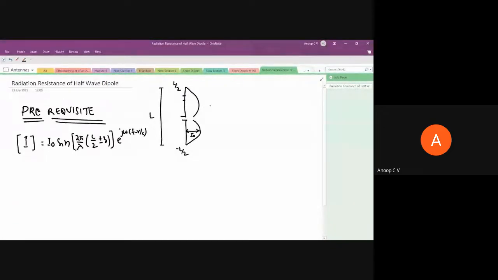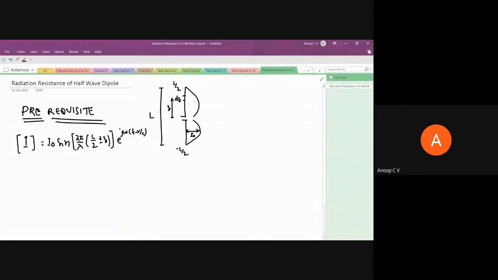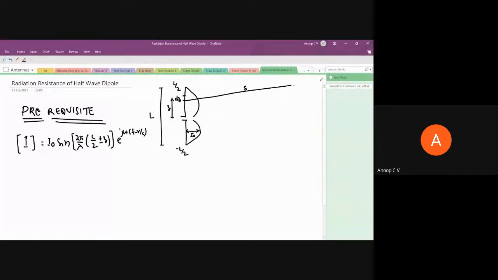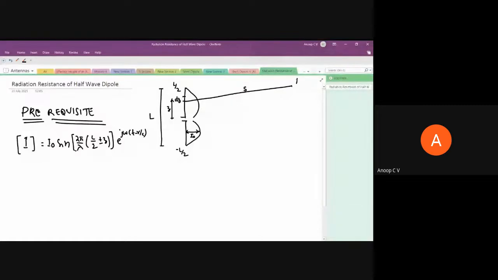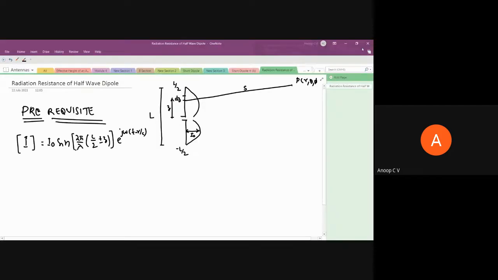To find the field due to a thin linear antenna, I should consider a segment of length dz, which is at a distance of z from the origin, and I'm assuming the far field at some point, which is at a distance s from this dz. This is the point P (r, theta, phi).